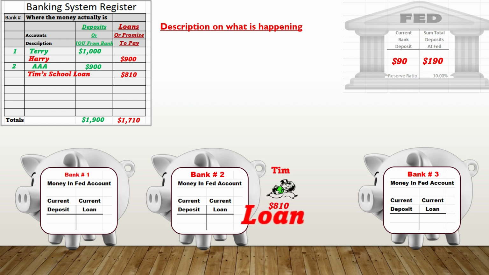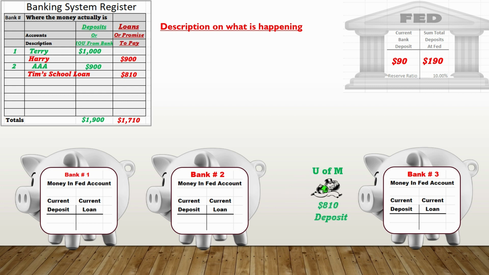Tim now pays his U of M tuition with a check from bank number 2. The U of M now has $810 to deposit.